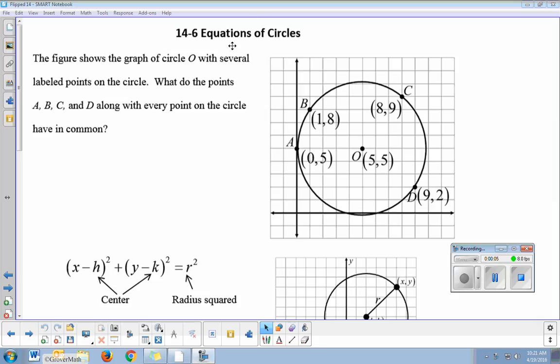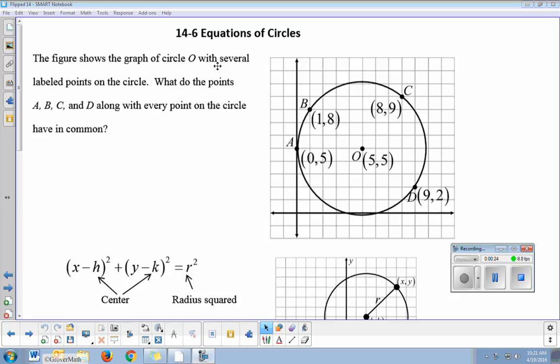So we've been working with circles for a while now, doing arcs and angles and segment lengths formed by chords, diameters, secants, radii, tangents, things like that. But now we're going to look at, in the next couple of lessons, circles in a coordinate way. So what is the coordinate equation of a circle?